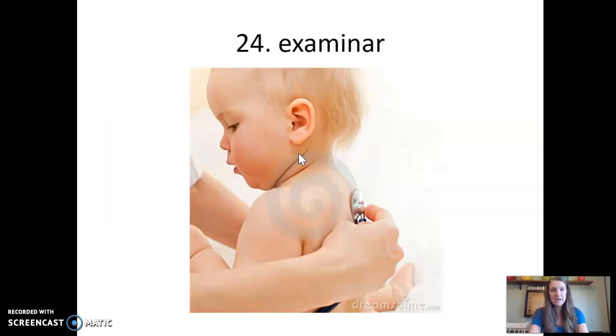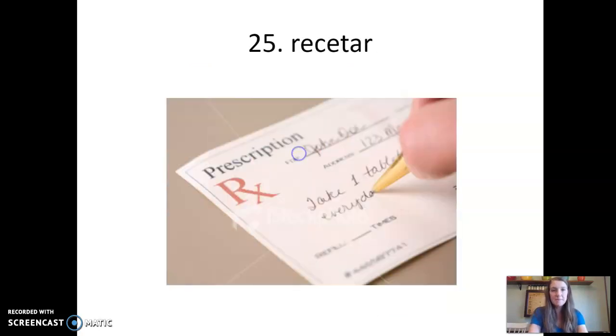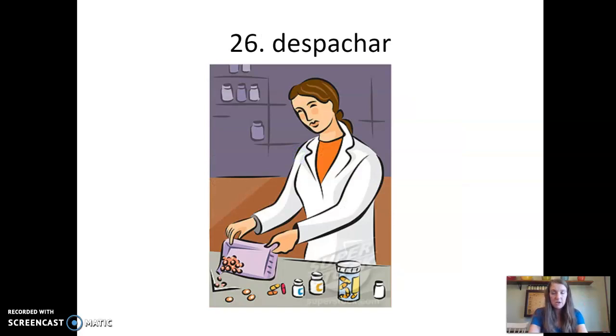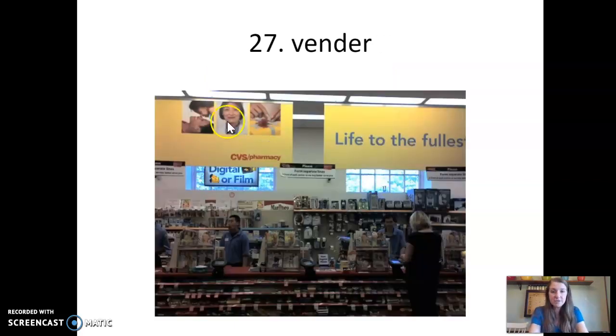All right, examinar. We're on to the verbs. Examinar, to examine, regular AR verb. Recetar, to prescribe. So this is what, in the United States, the doctor would do. They prescribe you medicine. Despachar is what the pharmacist does in the United States. So they dispense. That's what this means. Despachar, dispense, is to give out the medicine, right? So they read the prescription and then they dispense the medication. Vender, to sell.